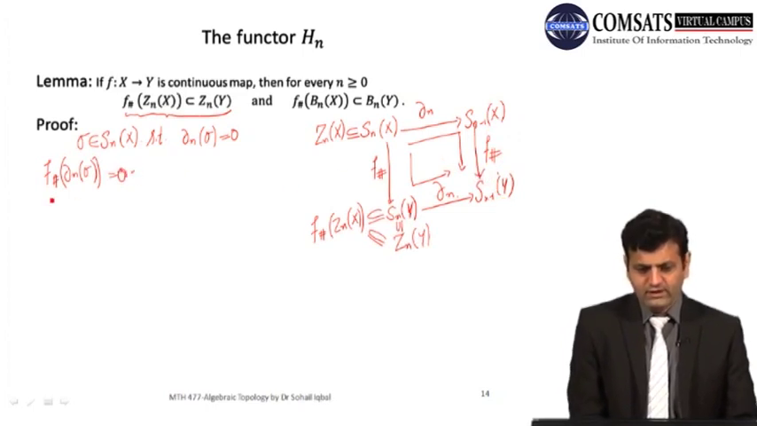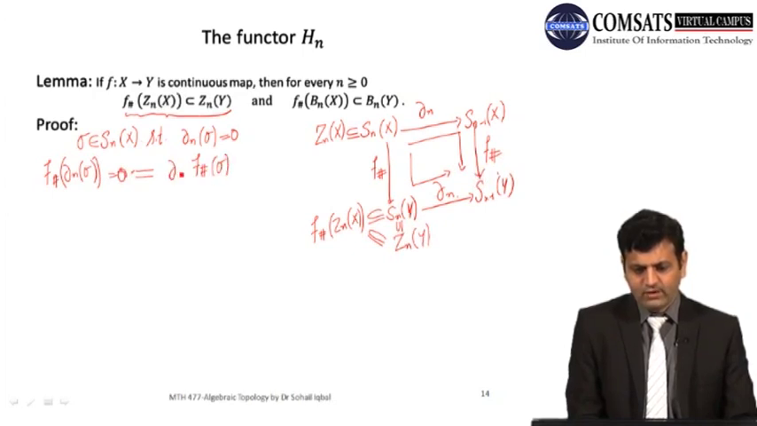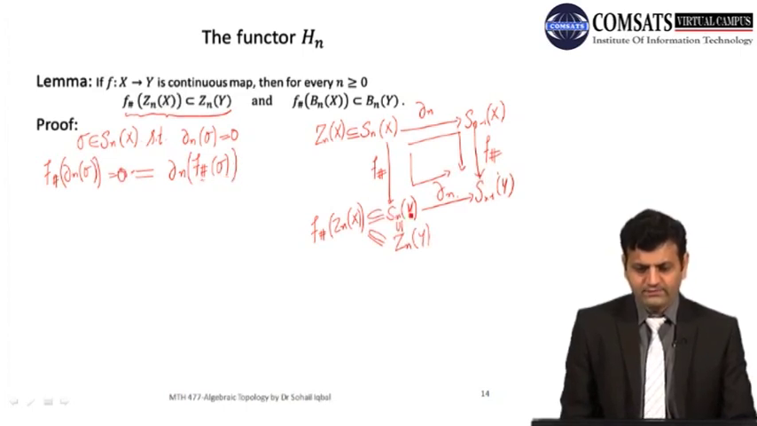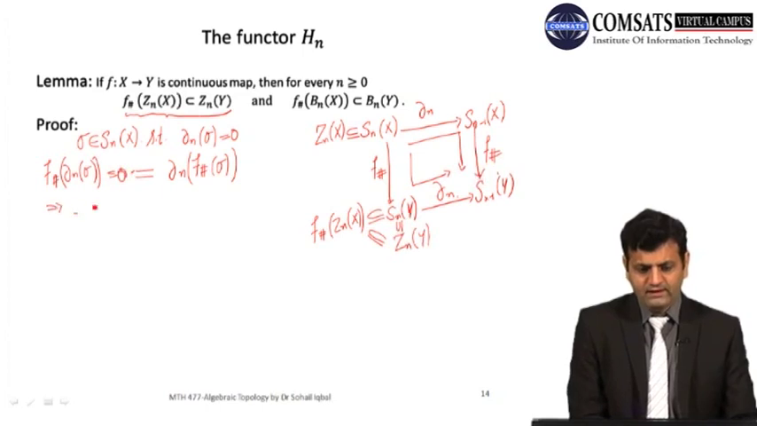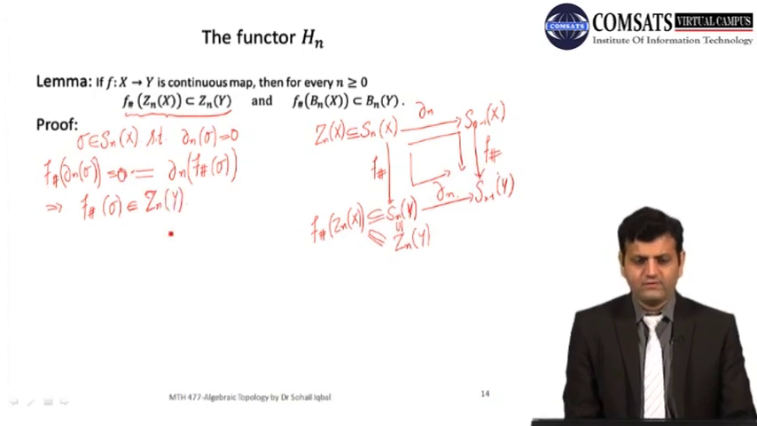So using the commutativity, this must be equal to applying f hash on sigma first and then calculating the boundary of this thing. Now f hash sigma is an element of Sn y, and when we apply the boundary, the answer is 0 due to the commutativity. So this implies that f hash sigma belongs to Zn y. So that's what we have proved.